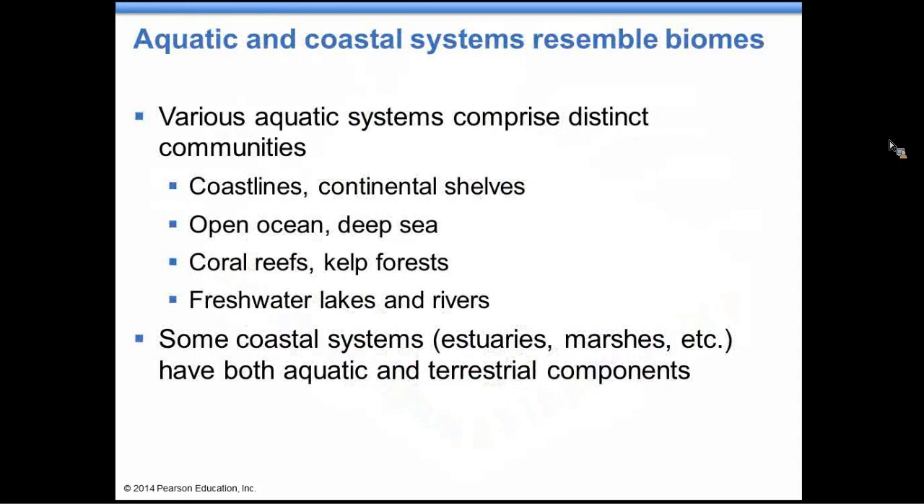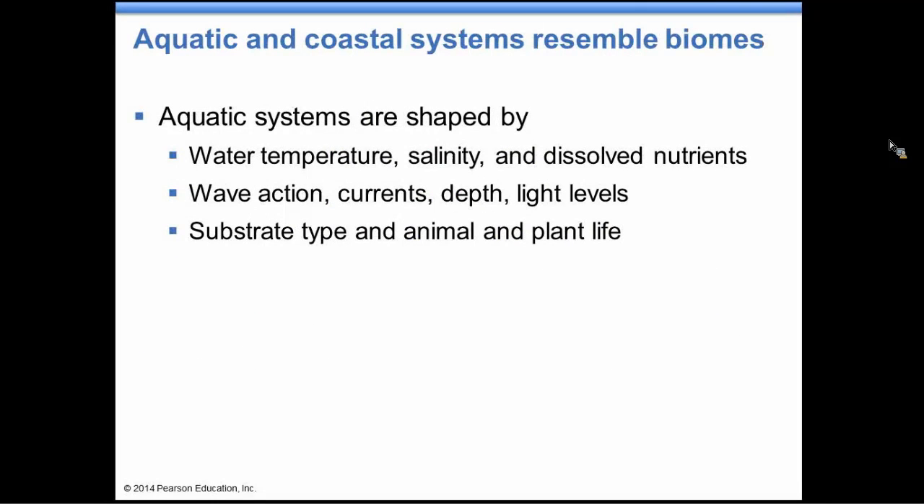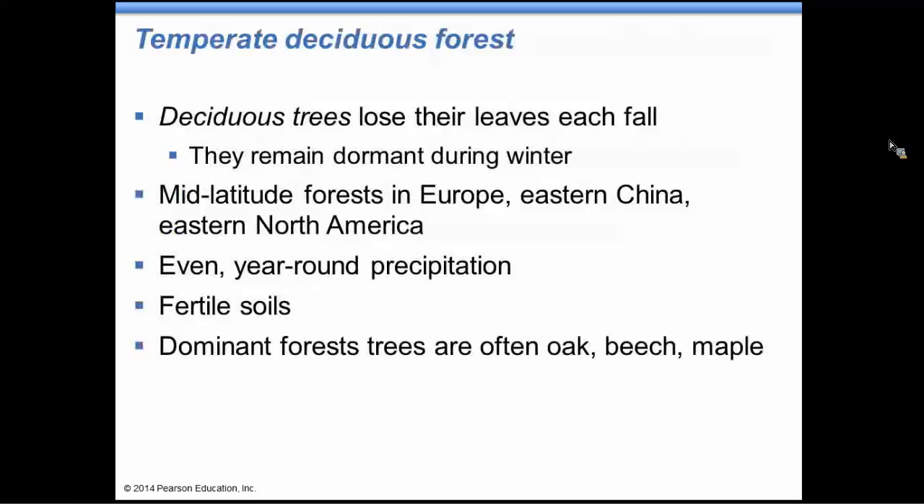And then aquatic and coastal systems also resemble biomes. It's very similar, it's just in the ocean. Areas equivalent to biomes also exist in the oceans. They exist along coasts and in freshwater systems. However, unlike the terrestrial biomes, they're not shaped by air temperature and precipitation, but by water temperature, salinity, nutrients, wave action, and a lot of other variables. So we can divide the world into 10 terrestrial biomes, so I'm going to go over all of them a little briefly right here.